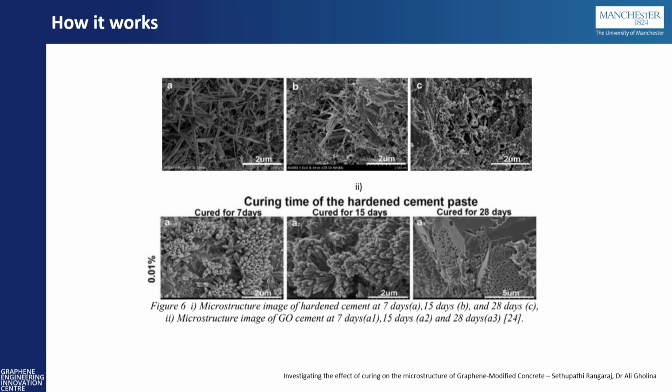So these are just scanning electron microscopy images of a normal Portland cement, which is what we tend to use at the minute while we're developing the technology. And this is how your crystal structure is generated over 7, 15, I don't know why it's 15, not 14, strange. 7, 15, and 28 days. And that's what you would expect your structure to look like. It looks very different when you look at the graphene modified version. And this is at 0.01% weight of graphene. It's a tiny, tiny amount of graphene in there.